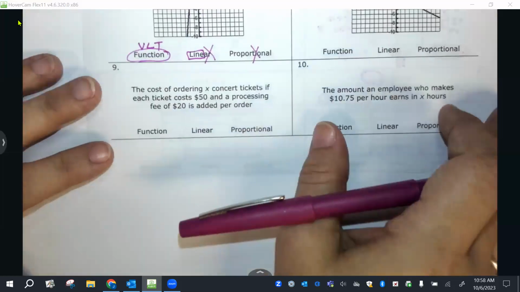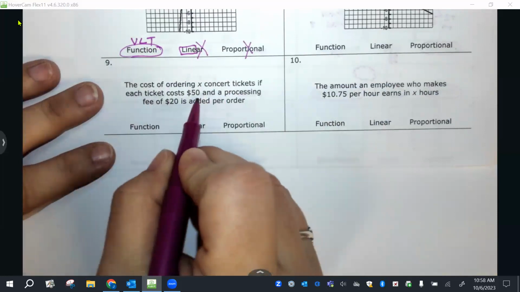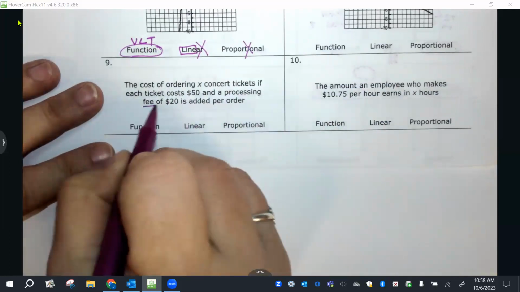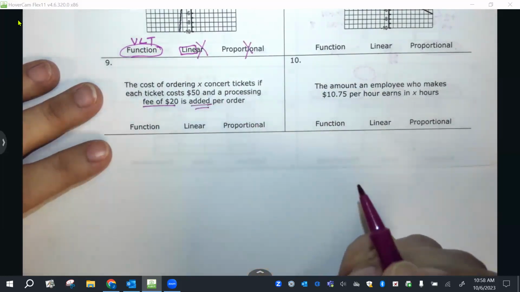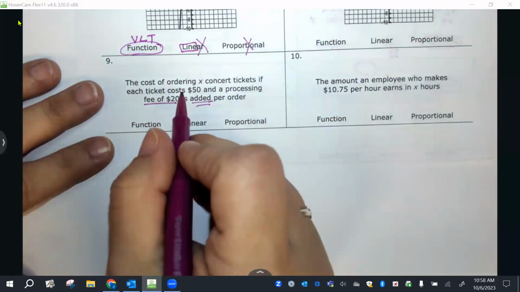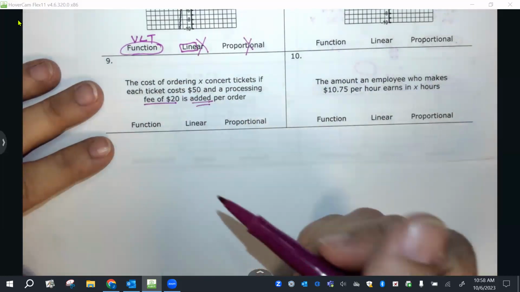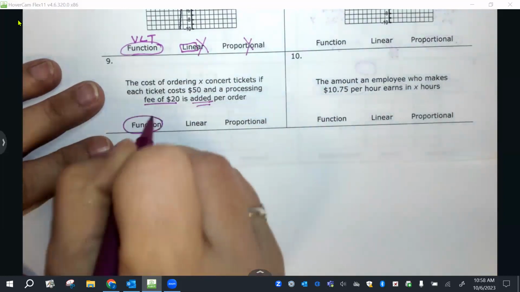All right, last one I'm going to do with you. The cost of ordering concert tickets: each ticket is $50 and a processing fee of $20 is added per order. So is it a function? Well, yeah, because if each ticket's $50, I'm going to multiply 50 times how many tickets I buy and then add the fees on at the end. So yeah, it's a function.